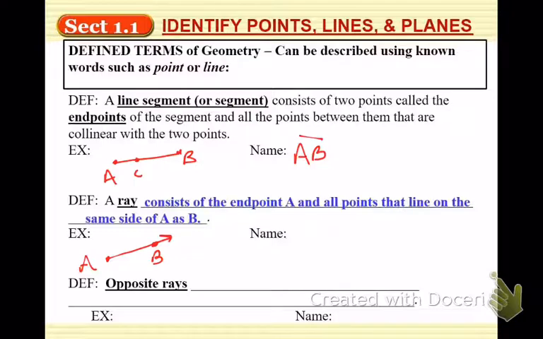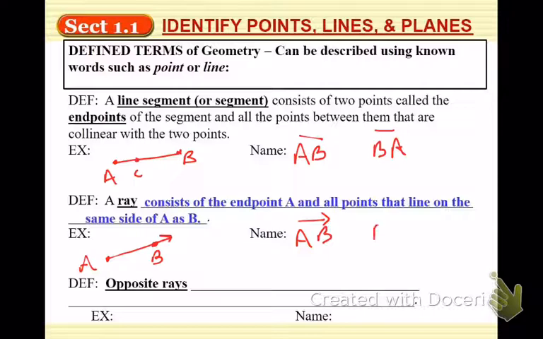Okay? Now to name this, we name it from the endpoint first. We start with an endpoint, and then we use the directional point to give it its name. So we would call this ray AB. Okay? Oh, by the way, if we back up to the line segment, we could call this guy segment BA. It's the same thing. Okay?